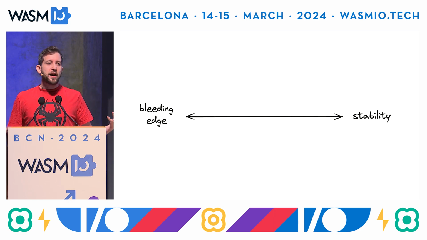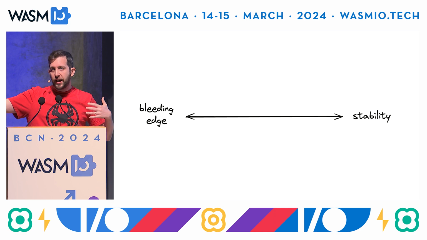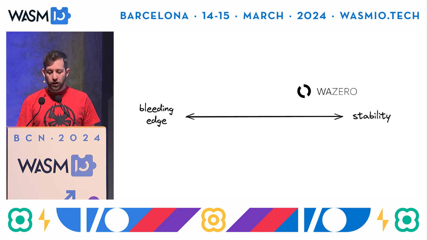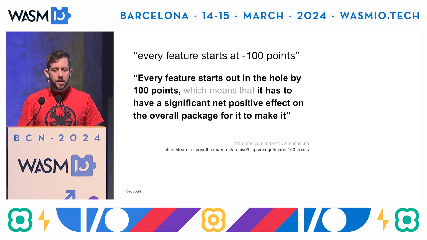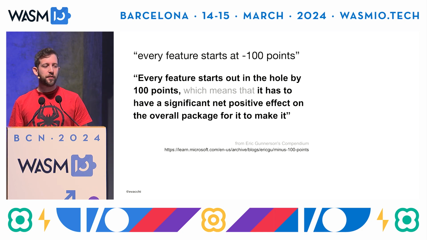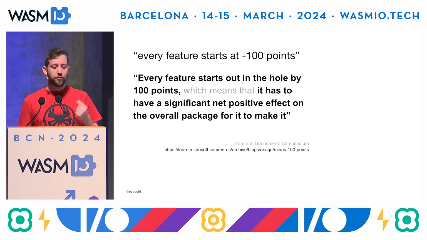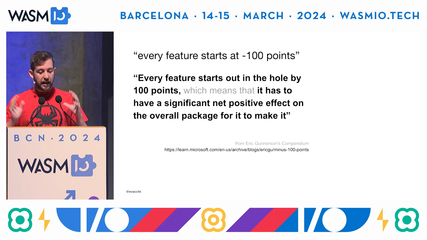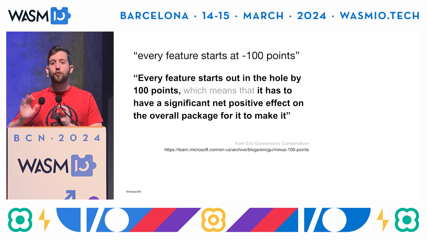So this is another spectrum. On the one hand, there's bleeding edge, and on the other hand, there's stability, and obviously we err on the side of stability. I wanted to mention this quote from Eric Gunnerson, who used to work, I think, on .NET, C# and VB.NET at the time. Every feature starts at minus 100 points. Every feature starts out in the hole. It has to have a significant net positive effect on the overall package for it to make it.